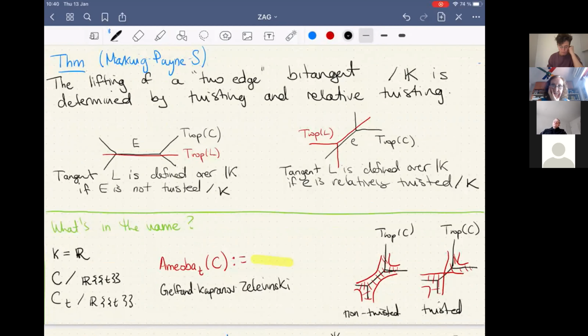So what's in the name twisting? If we take little k to be R and we look at the field of Puiseux series with real coefficients and take some curve C, then we can look at the so-called amoeba of the curve. Instead of taking valuation coordinate-wise, we can take the logarithm coordinate-wise. If we assume that we have a small enough t so that our coefficients are locally convergent, then we actually have an honest curve defined over the real numbers.